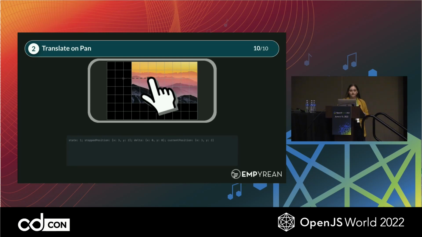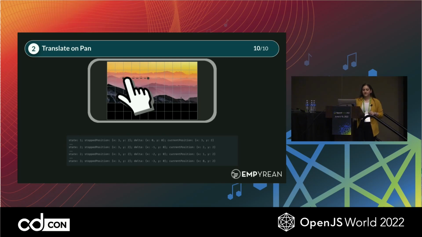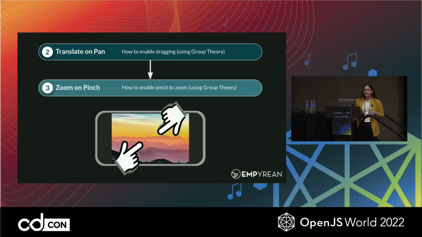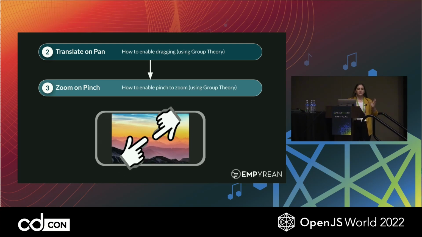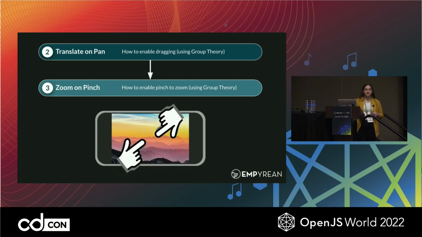What would that look like? So this is a new event that's starting. The state's 1, they just put down their finger. We're starting at 3, 2 this time, and we can start at the starting position. Delta is 0, 0, and so our current position is still 3, 2. Then on the next line, you can see that they're moving 1 to the left. The next line, they're moving one more to the left, and then the next line, they're moving 1 more to the left. They're ending at 0, 2. So that's how you implement the translate on pan. You just use the monoid pair sum, continuously combine those deltas with the last known stopped position.